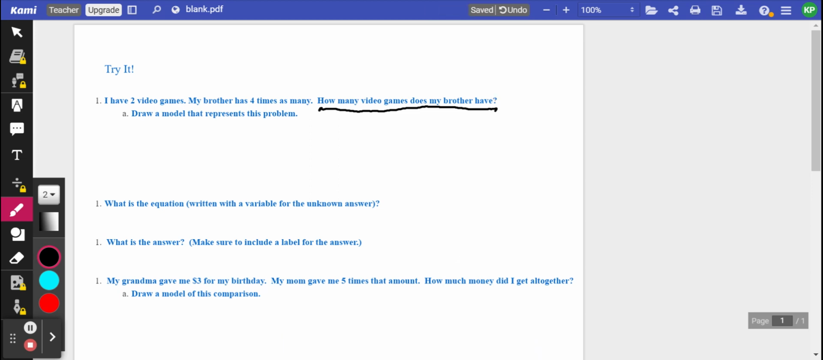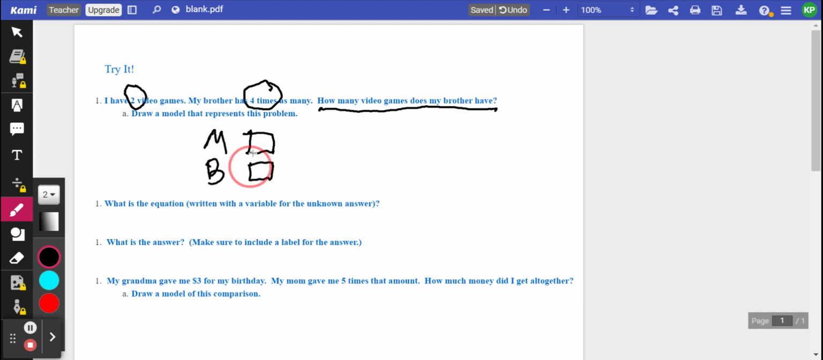Okay, I'm going to circle the important information. I have 2 video games. My brother has 4 times as many. So it doesn't mean my brother has 4. He has 4 times more than me. Okay, so I'm going to first draw this model. I'm going to put an M for me, and then I'm going to put a B for brother. Okay, I'm going to start off with equal boxes.